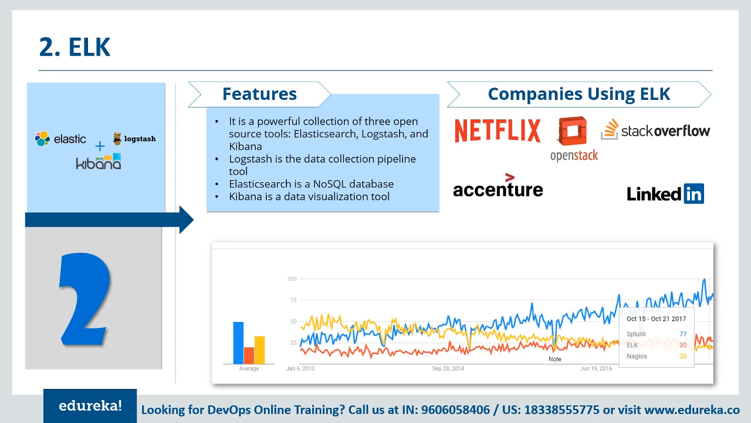Logstash is a data collection pipeline tool, whereas Elasticsearch works as a NoSQL database, because here we don't need any schemas. And then Kibana is a data visualization tool. Once we have captured the data, this is how we can visualize it. In the same way, we have a real-time analytics tool available in AWS by the name of Kinesis.